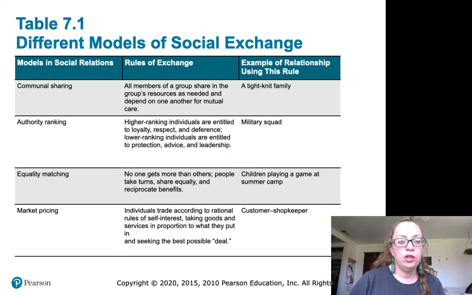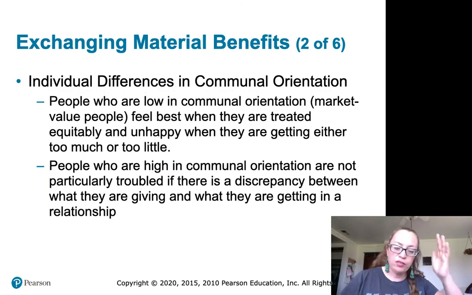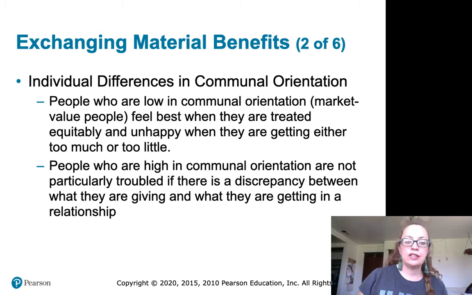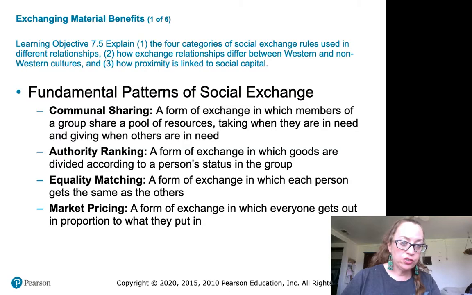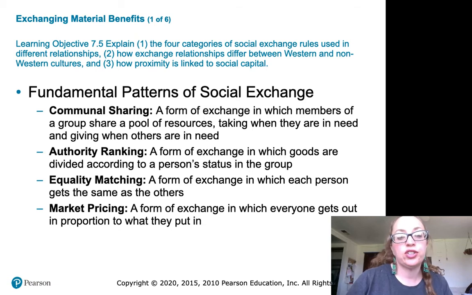Basically, if I wrote this chapter, I would reorganize this stuff, but people have a communal orientation or a community orientation. How much do you believe that it's okay to put into a relationship of some sort versus how much you get out? And there are these 4 fundamental patterns of social exchange: communal sharing, authority ranking, equality matching, and market pricing. And we see these same dynamics happening in economies as what you would have in a relationship, whether it's a friendship or a love relationship, or even business relationships.